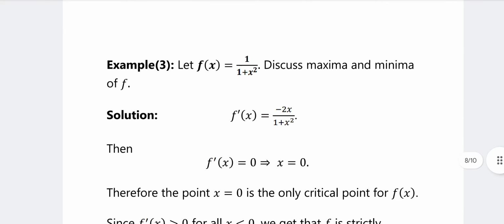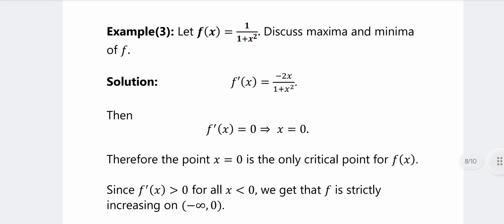Now you see the third example. I am taking the question f(x) is equal to 1 upon 1 plus x squared. Discuss maxima and minima of f. We can do it similarly. What is the derivative of f? Minus 2x upon, sorry, there is a typo. In the denominator it will be 1 plus x squared, whole squared. So the derivative of f is minus 2x upon (1 plus x squared) whole squared. Then we put f dash equal to 0, so we get x equal to 0. So x equal to 0 is the only critical point.